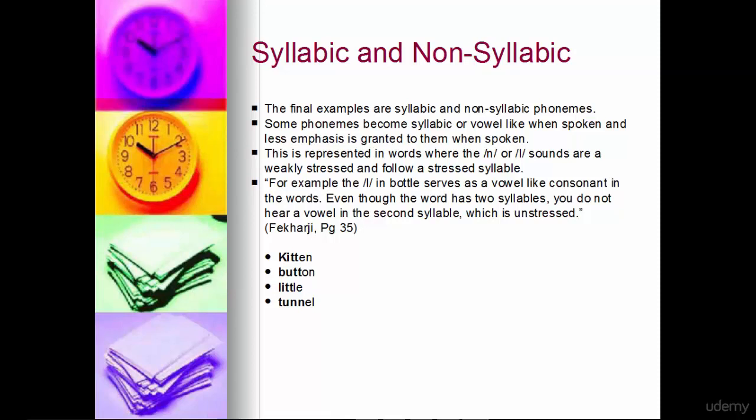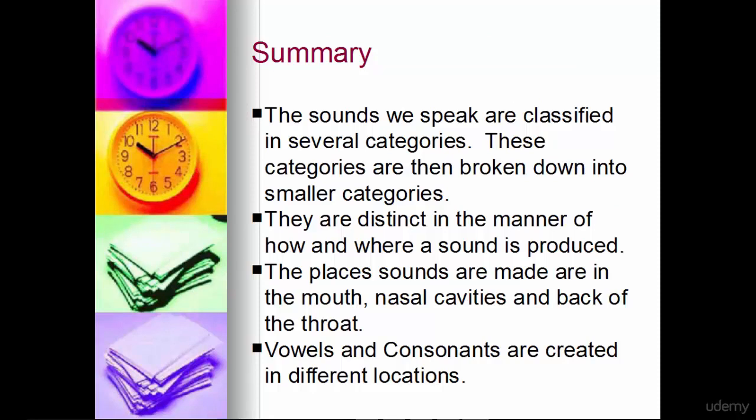So the sounds we speak are classified in several categories. These are broken down into smaller categories. They are distinct in the manner where sounds are produced, and the sounds are made in the mouth, nasal cavities, and back of the throat. And vowels and consonants are created in different locations.